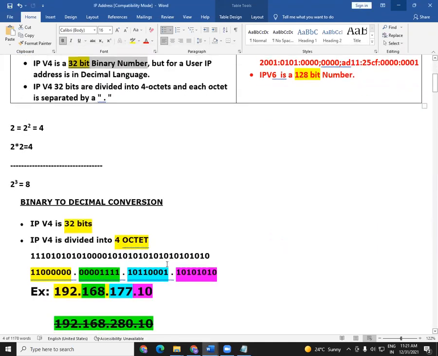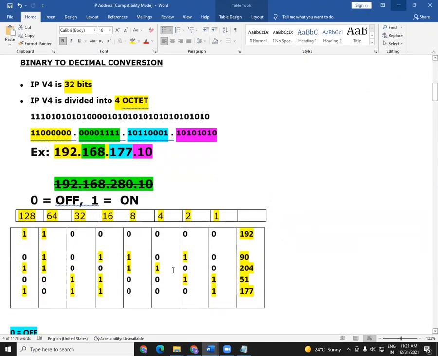Now, the next thing we need to understand is that there are totally 8 bits. See, the same thing I have written there, right? IP version 4 is 32 bits, divided into 4 octets, and each octet is separated by a dot. When you see the IP address, can you see the 4 colors I am using here? This yellow color is your first octet, green is the second octet, this is the third octet, and this is the fourth octet. We start reading from the left side. So this is the first octet, second octet, third octet, fourth octet.